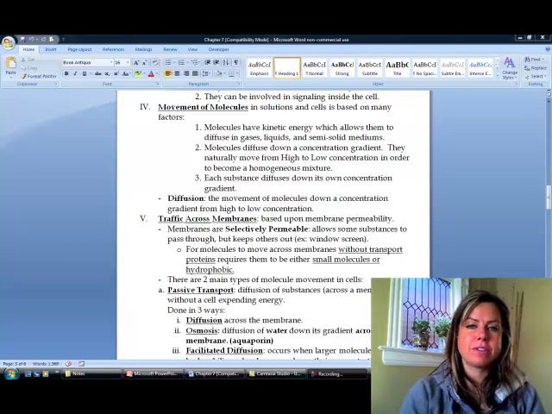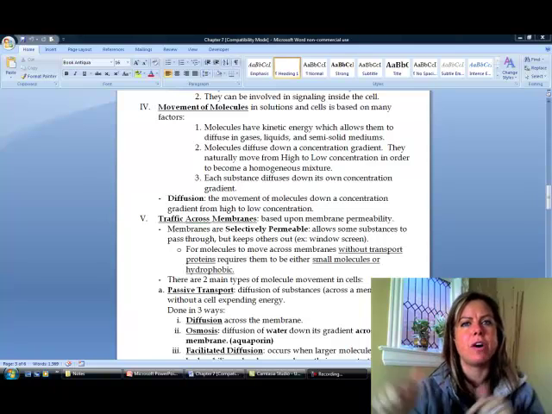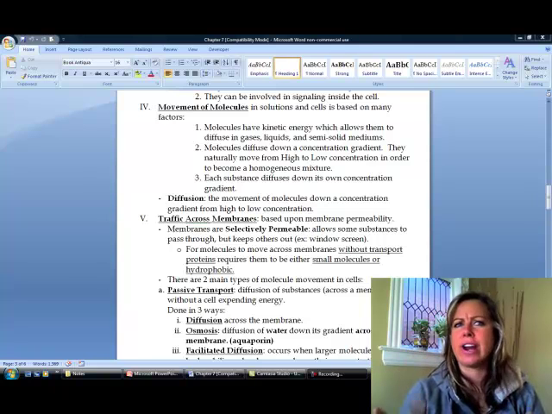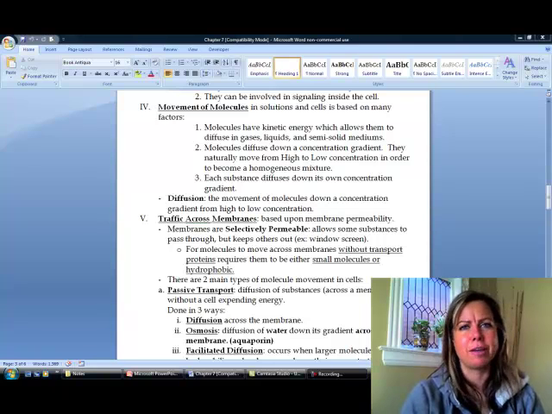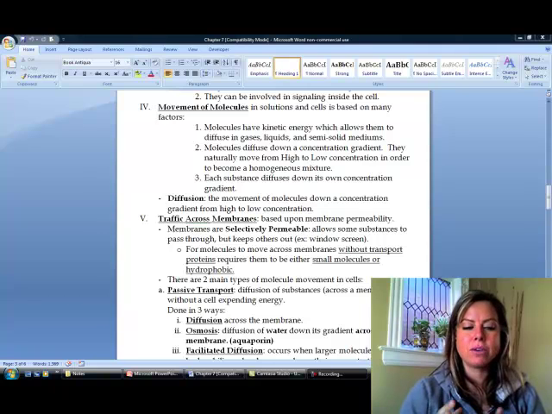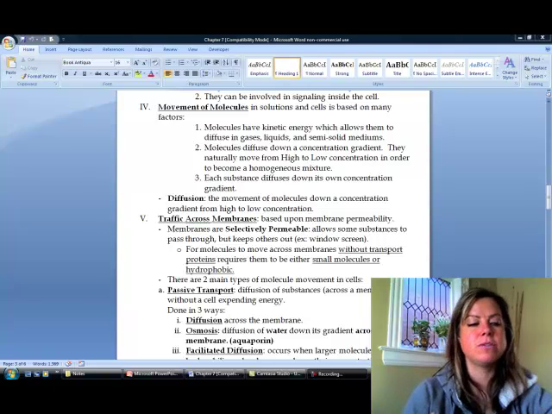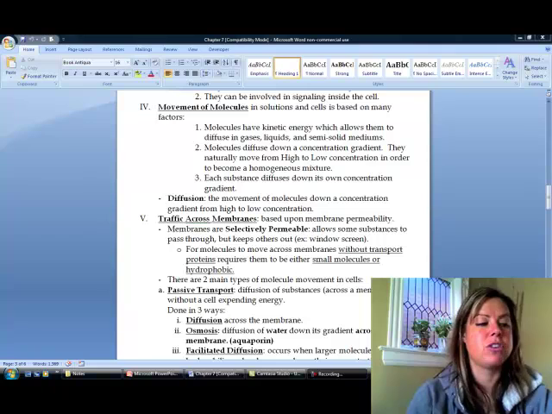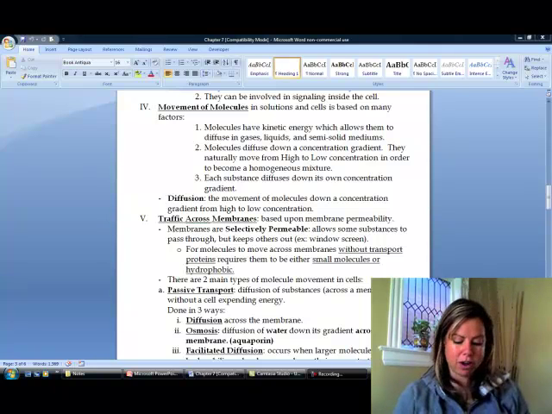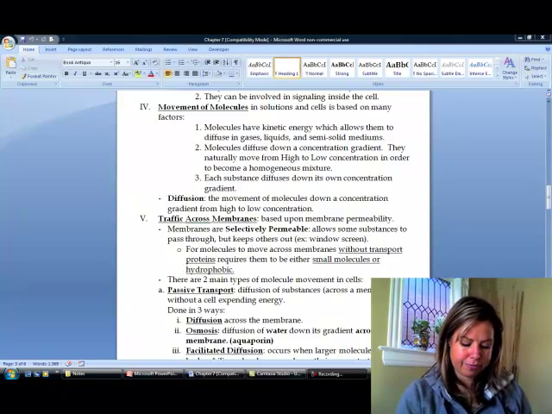Okay, so one thing that we've talked about is that molecules are going to have kinetic energy, which means that they're always moving around, unless they're at absolute zero, which is so low that we don't even need to bother talking about it for our purposes in this class. Now, what molecules like to do is diffuse down what's called a concentration gradient. So I'm going to draw something here.